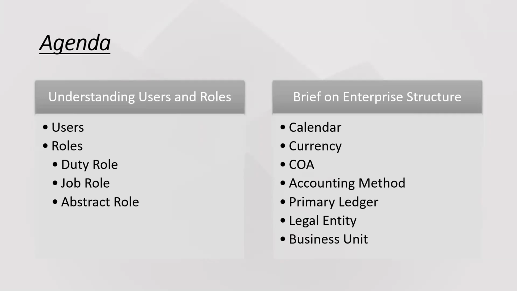Next point, try to understand about enterprise structure. What are the key components available in an enterprise structure? What are the key setups required to construct an enterprise structure? At the enterprise structure level, we are going to understand calendar, currency, chart of accounts, accounting method, primary ledger, legal entity, and business unit. They are the main components, the main setups required for the enterprise structure.